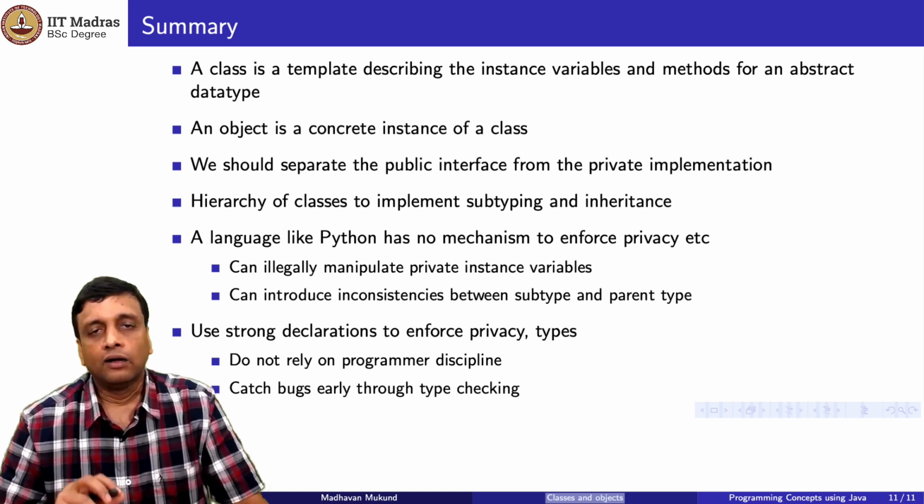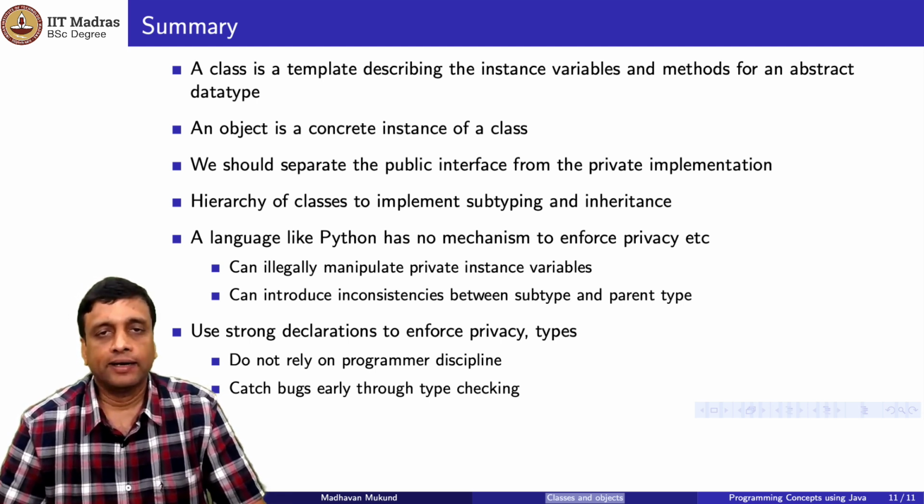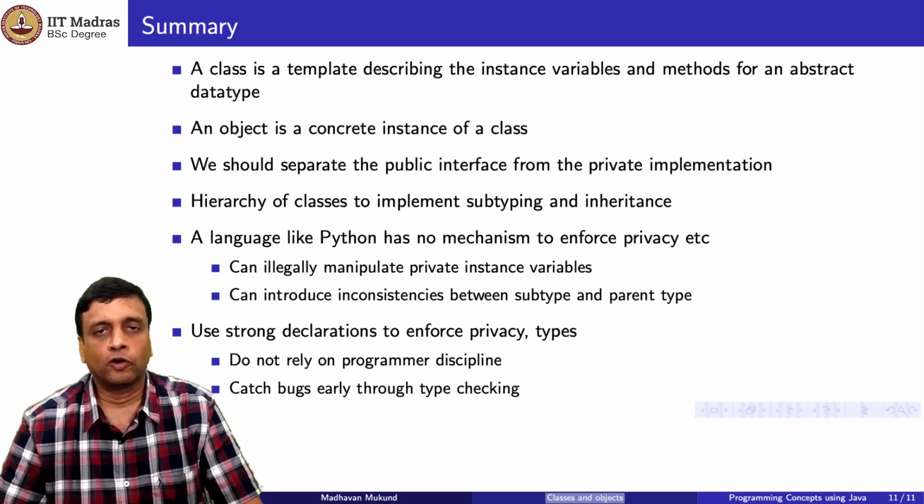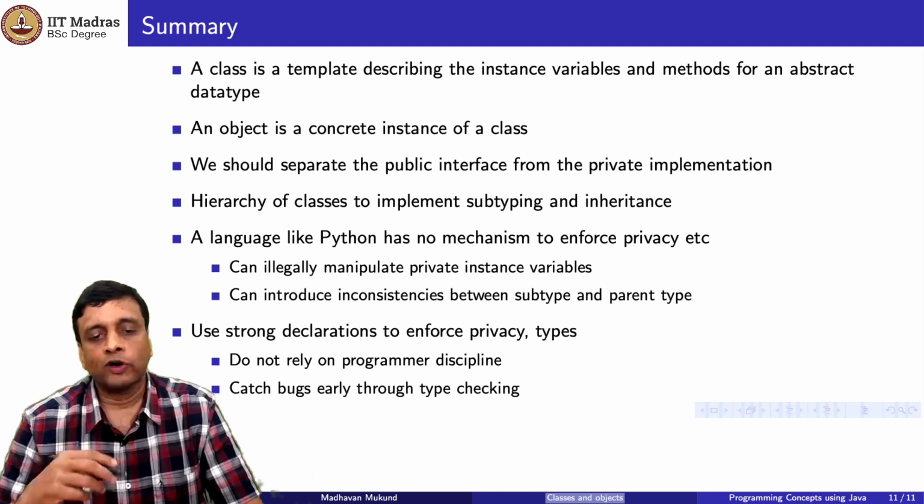So to summarize, when we go to actually implementing this idea of object-oriented programming, we start with a class. A class is a template, and a template describes the variables and the functions which are going to be available for an abstract data type, and an object is a concrete instance of this template. So an object is an actual variable which has place to store these local things and so on, and we would like this definition to clearly separate the public interface from the private implementation. And we would also like these classes to be organized in a hierarchy to allow subtyping and inheritance.